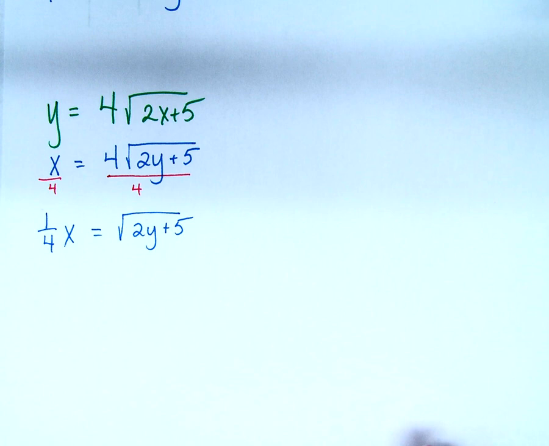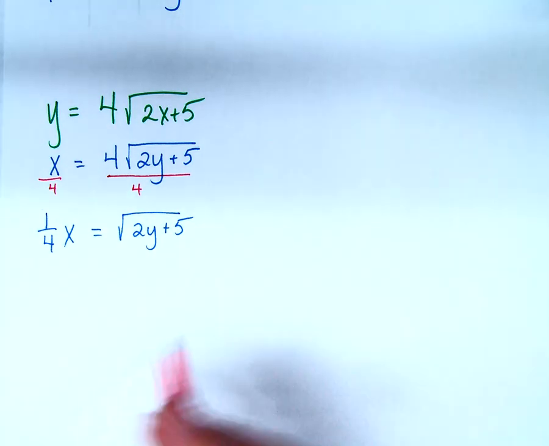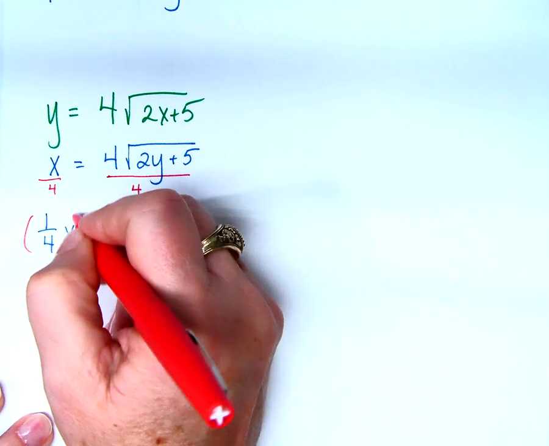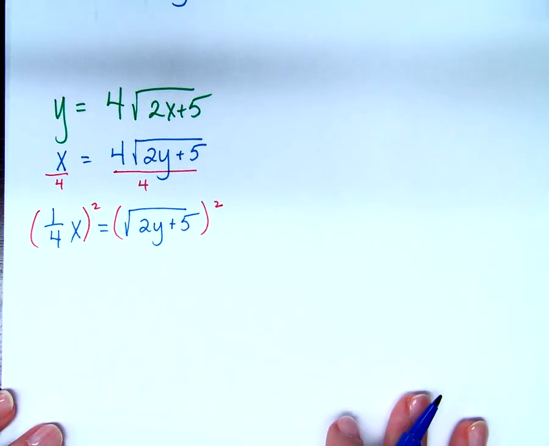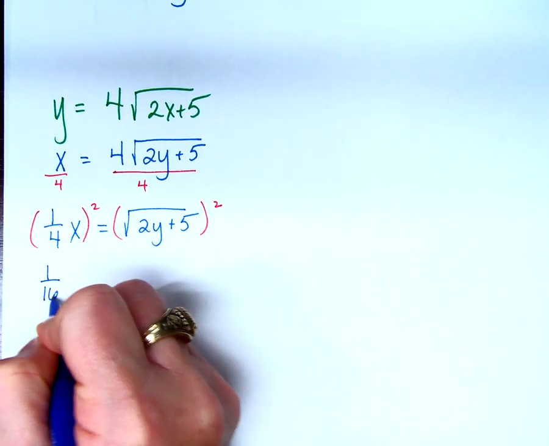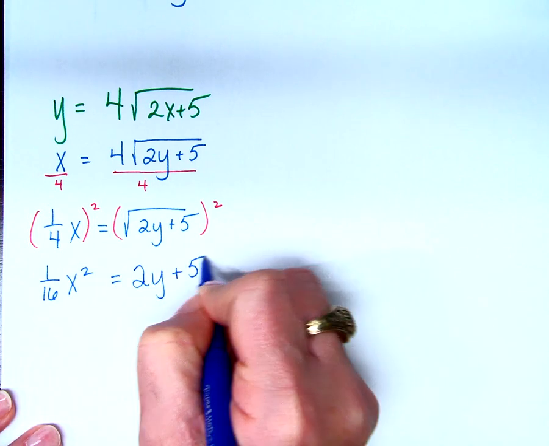Now what? How do I undo a square root? So I need to square both sides? Yes, okay. Square both sides. So what do I get when I square 1/4 x? Close. I have to square everything, right? Not just the x? What's 1/4 times 1/4? Yeah, absolutely. 1/16 x squared equals 2y plus 5.